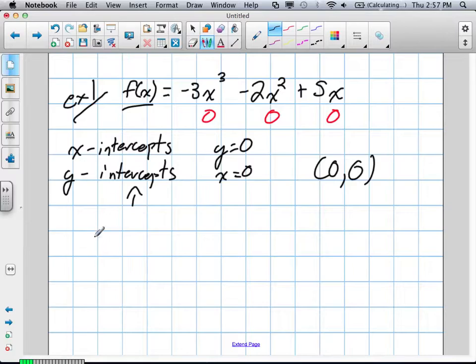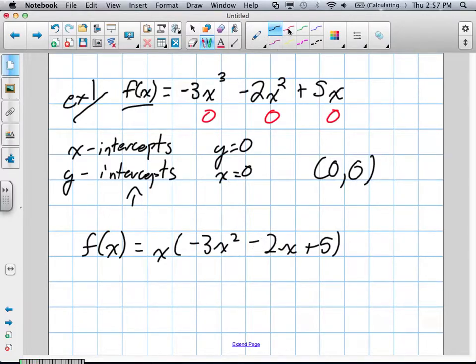So I'm going to factor f of x. I can take x out of everything, so I get negative 3x squared minus 2x plus 5. Then we're going to try to factor this part of the equation. Actually, sorry, I do like factoring out the negative. I only like working with positive when factoring. So we're left with negative x times 3x squared plus 2x minus 5.